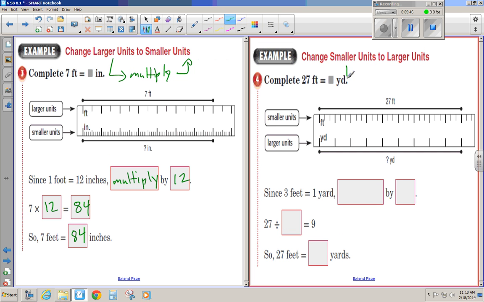Smaller to larger then, instead of multiplying, we will divide. So since 3 feet is equal to 1 yard, now you're going to divide by 3. So 27 divided by 3 is 9. So 9 yards. This is important to add into your notes.